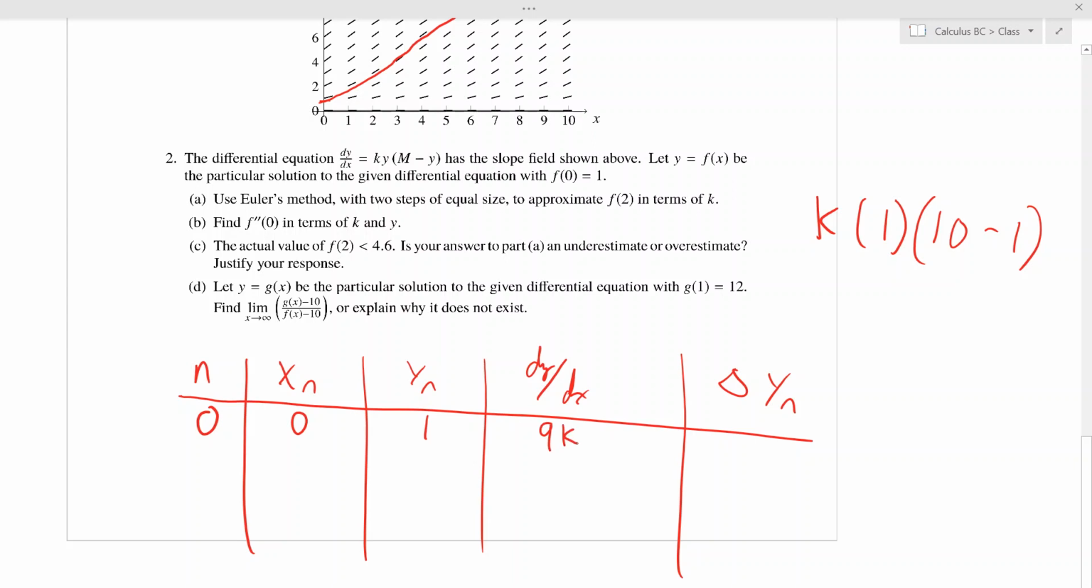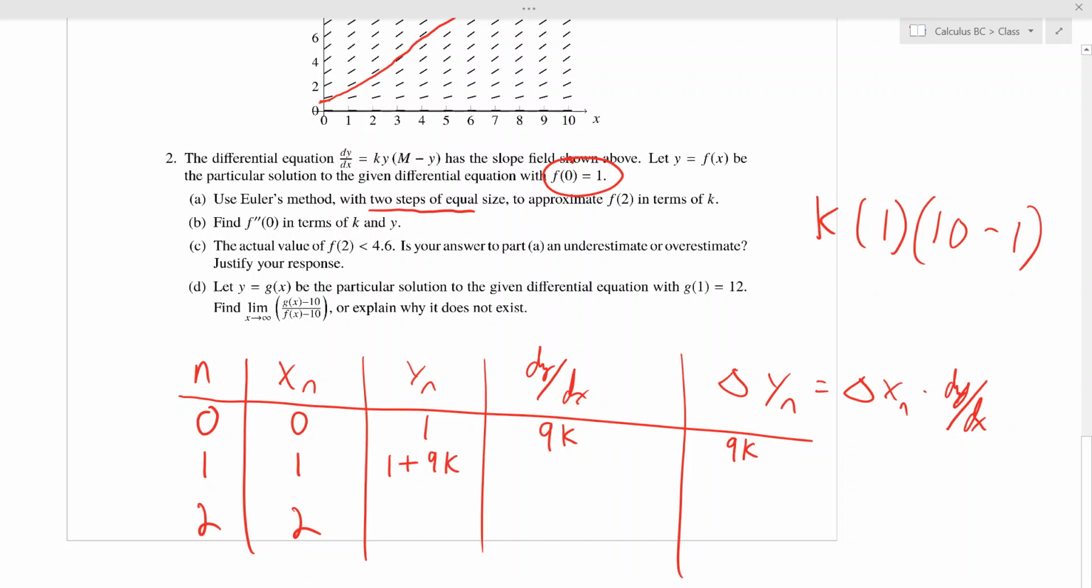9k. We also know we're taking 2 steps, going from 0 to 2. The change in y is always just the change in x times the derivative there. Since we're taking 2 steps to get to 2 from 0, the change in x is just 1. So delta y is 1 times 9k, which is 9k. So my new y value is 1 plus 9k, whatever that happens to be.